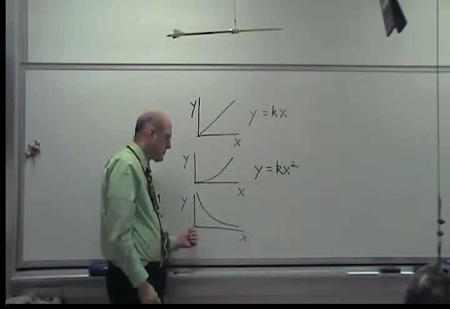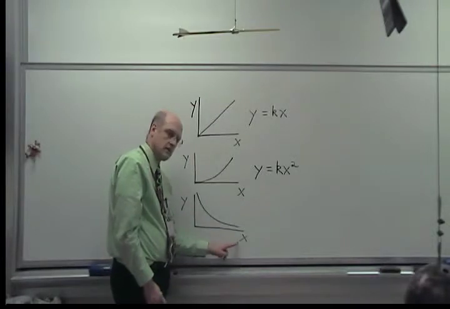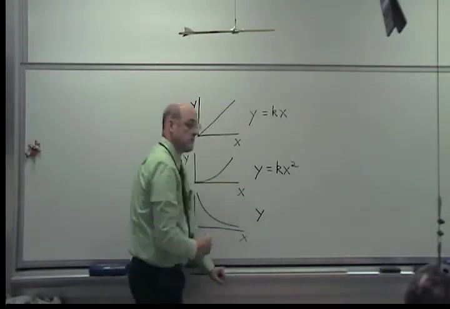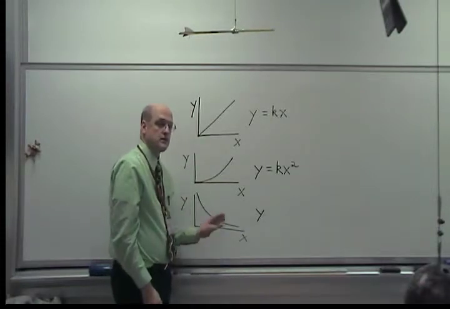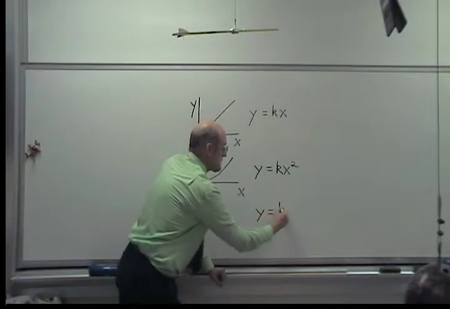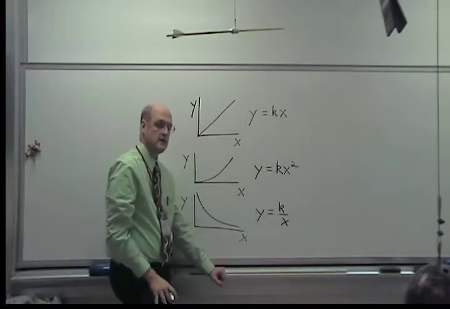For this one, the hyperbolic, y varies inversely with x. The relationship is y varies inversely with x. The equation would be y is equal to k over x, where again k is a constant.